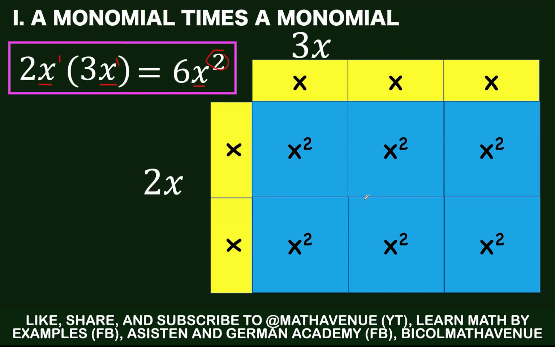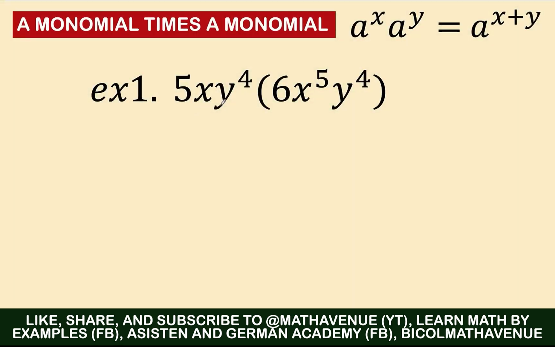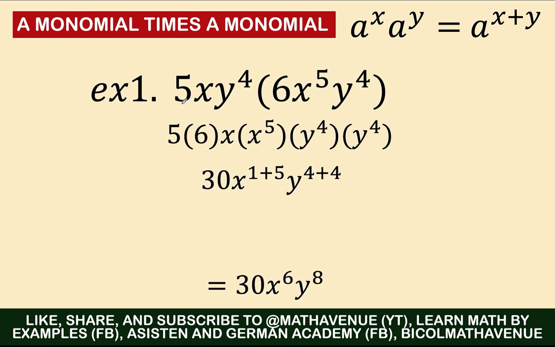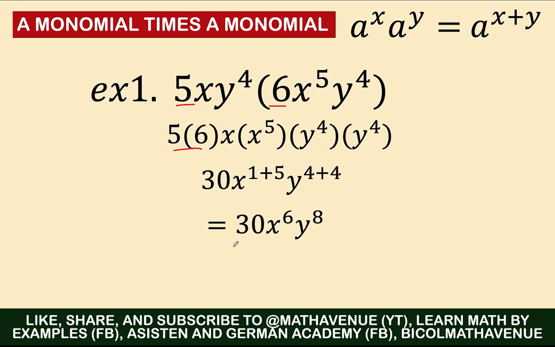Next problem. Let's say we have 5x y to the 4th times 6x to the 5th y to the 4th. Again, don't forget this law of exponent number 1. This is the product rule of exponents. So how do we multiply this? The idea is you multiply the numerical coefficients 5 and 6 to get this, and 5 times 6 is 30. Then take this variable x and look for another literal coefficient with variable x. You have here x to the 5th and x.